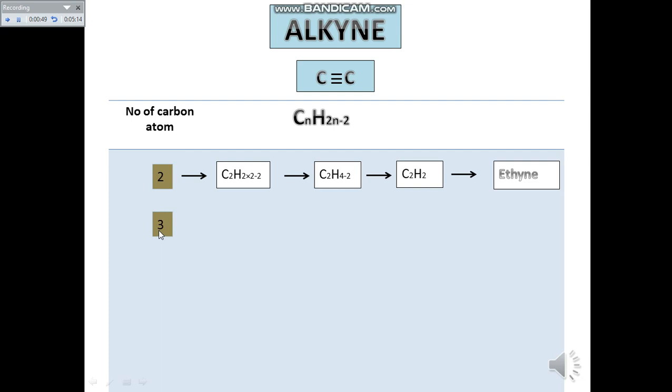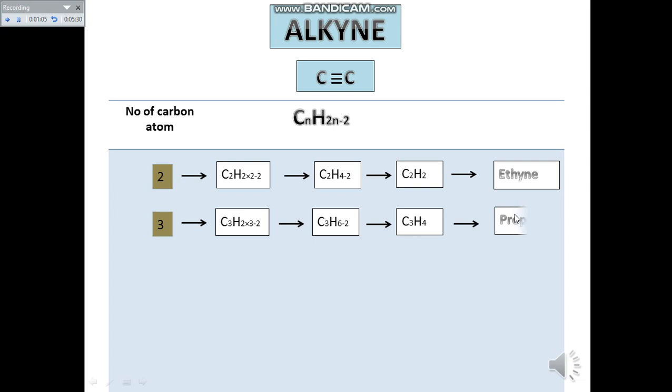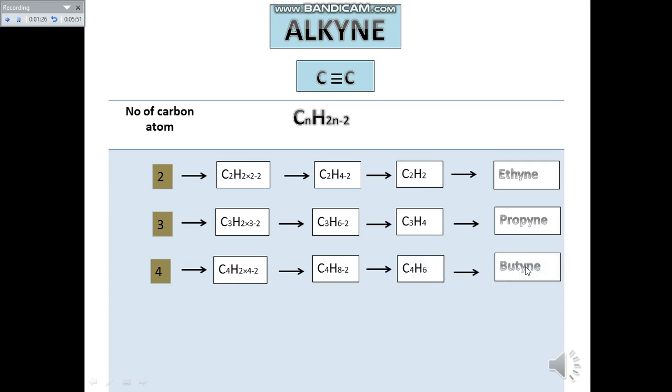The same way, for 3 carbon atoms, apply n equals 3 in this formula, we get C3 H(2 into 3 minus 2), that is 6 minus 2, C3H4. This compound is called propyne: the prefix is prop and the suffix is yne. For 4 carbon atoms, we get C4 H(2 into 4 minus 2), that is 8 minus 2, C4H6, called butyne.